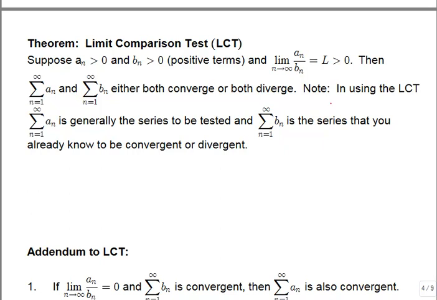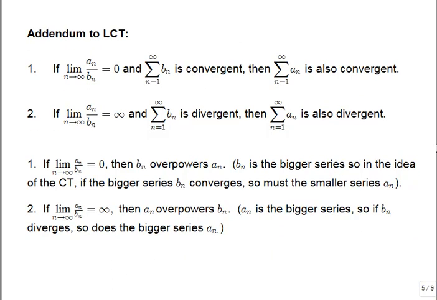So note that when we're using this limit comparison test, usually we let the a sub n series be the one that we're trying to figure out, and we let the b sub n series be the known series that you already know is convergent or divergent. So you do the unknown series on top divided by the known series on the bottom. Now a couple of addendums to this. If you don't get a limit that's positive, greater than 0, and finite, then you potentially could be stuck and you can't use the limit comparison test except in these two cases.